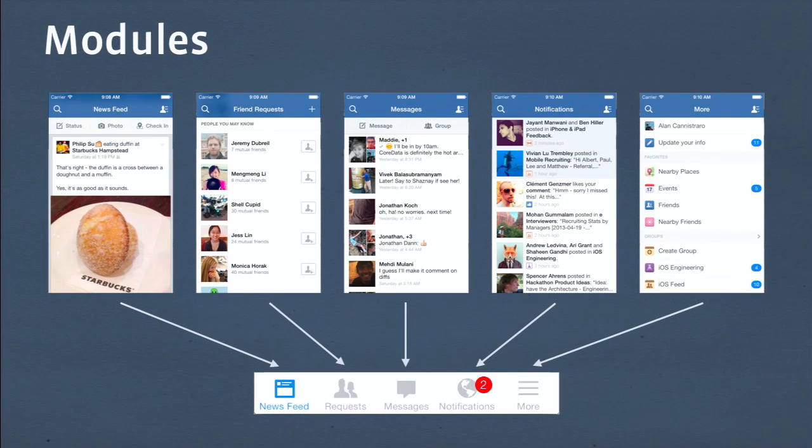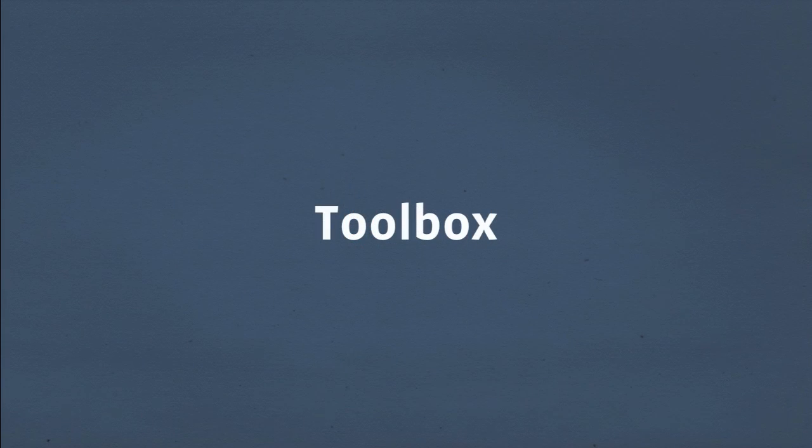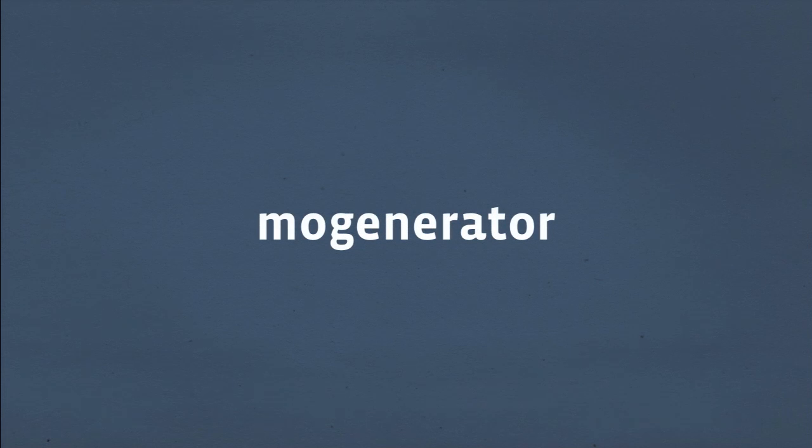So we made it really easy to get that functionality as well, thanks to our modules. All right, so to change gears a little bit, I want to dive into our toolbox and go through some of the different classes that I think are interesting in the way that we build our apps. And the first one is MoGenerator. Now, this isn't something that we built at Facebook. This is actually an open source tool, and I'll give you the URL for it in a moment.